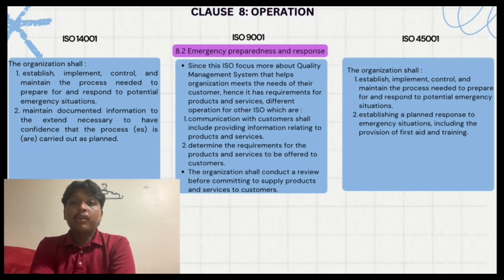For subclause 8.2, which is emergency preparedness and response, it is stated for ISO 14001 only, which is to establish, implement, control, and maintain the processes needed to prepare for and respond to potential emergency situations. Since ISO 9001 focuses more on the quality management system that helps organizations meet the needs of their customers, hence it has requirements for products and services, a different version for each ISO.